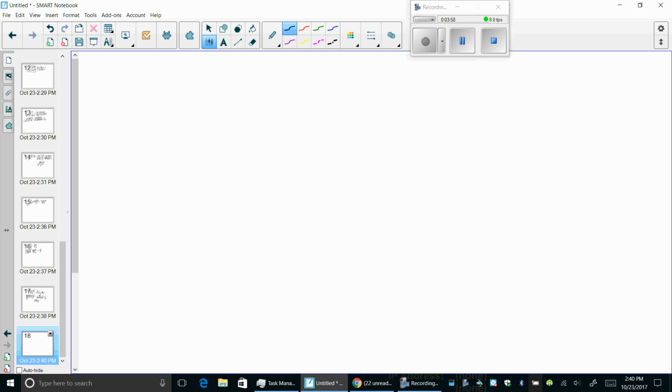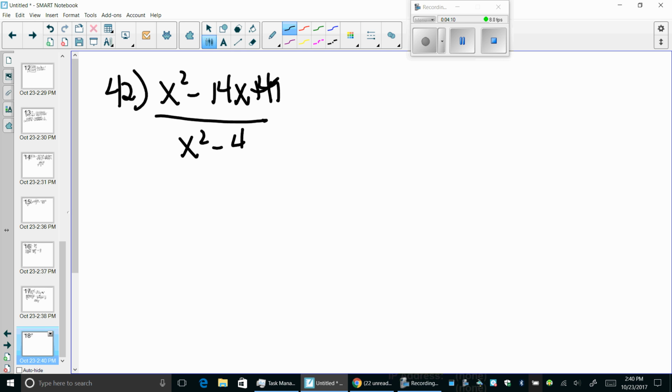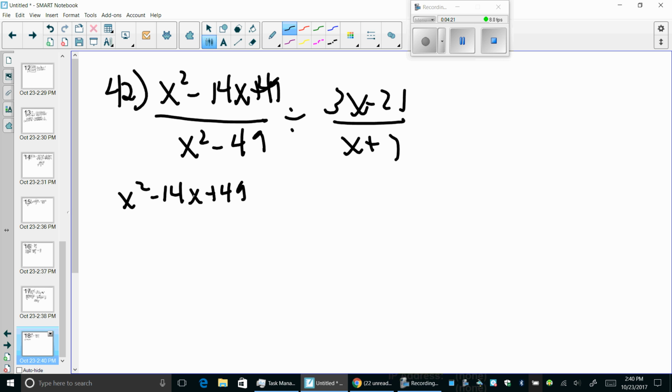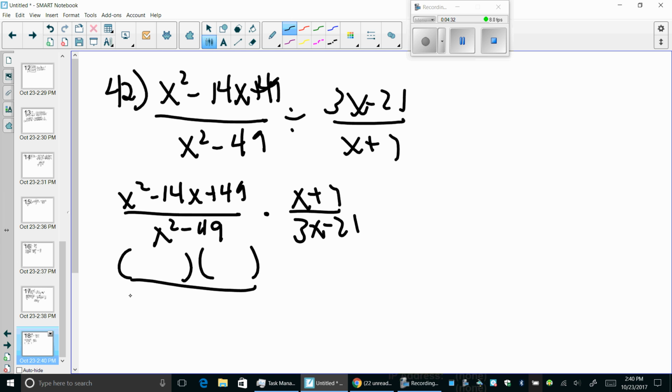All right, problem number 42 is a division problem. Now the way that division works, if you remember dividing fractions from when you were in 7th and 8th grade, is you keep the first fraction the same, and you change the division to multiplication, and then you flip the second fraction over. So it becomes now a factor. This is x plus 7. That doesn't factor, and then this will factor.